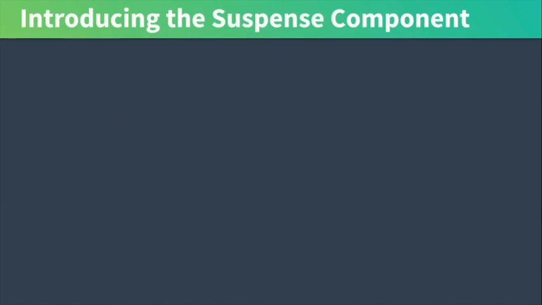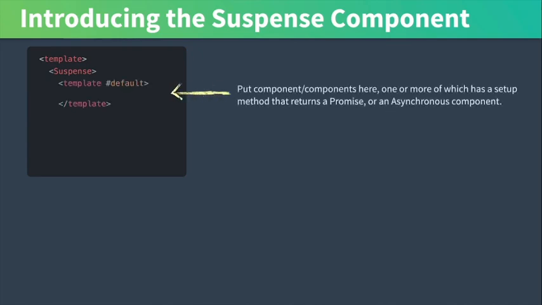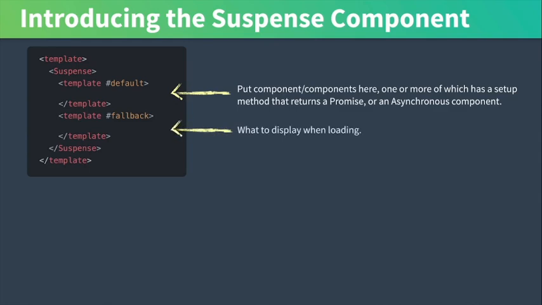This is the Suspense component. To use it, we simply put it inside of a template. We don't have to import it, our component already has access. Then we specify a default template. This is where we put components, one or more of which has a setup method that returns a promise or an asynchronous component. Then we specify a fallback template. This is what to display when we're loading.